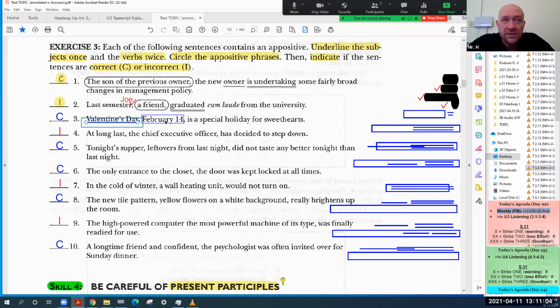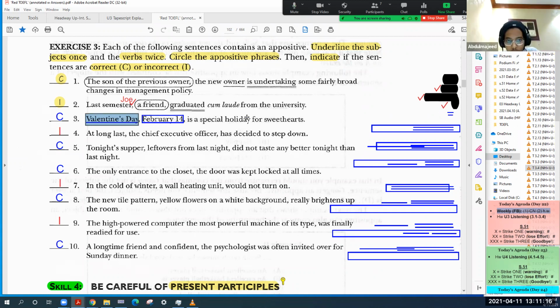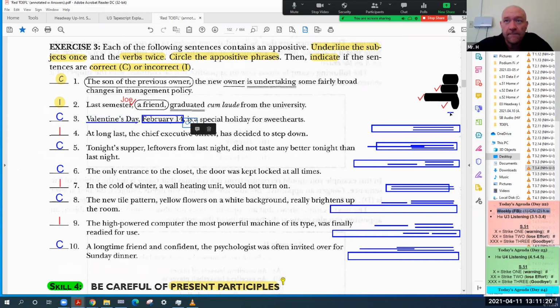See, this is a noun thing. Valentine's Day is a noun thing. We can switch them, right? You can switch them. Okay, where's the verb? Is. That's right. Okay. This sentence is correct. So we'll move on to the next one.